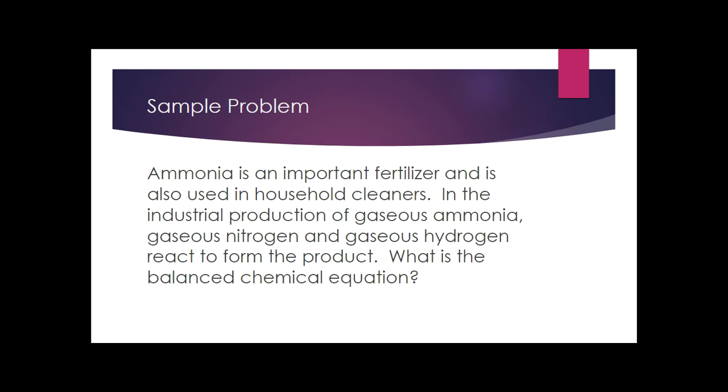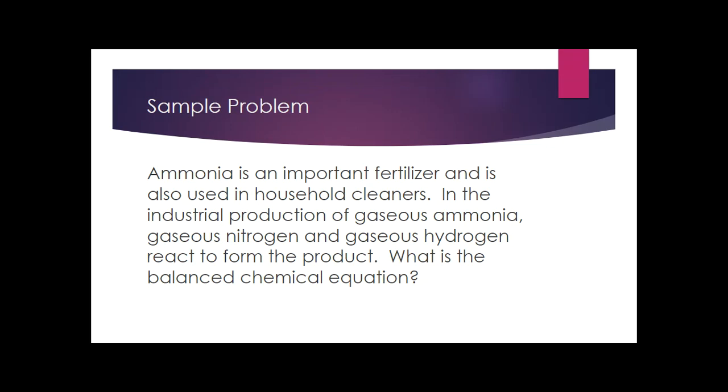Okay, so we're going to go through this sample problem from the notes. Ammonia is an important fertilizer and is also used in household cleaners. In the industrial production of gaseous ammonia, gaseous nitrogen and gaseous hydrogen react to form the product. What is the balanced chemical equation? Now, here we have a word question.